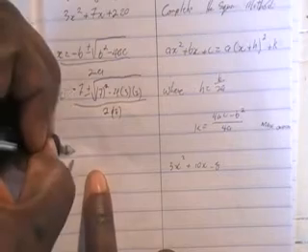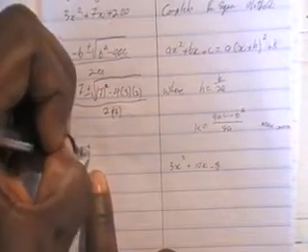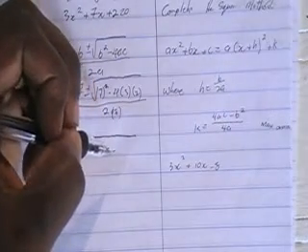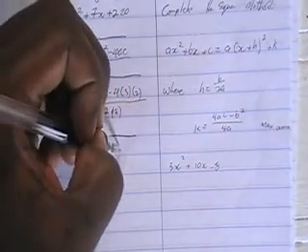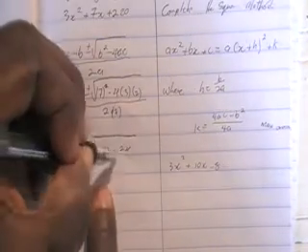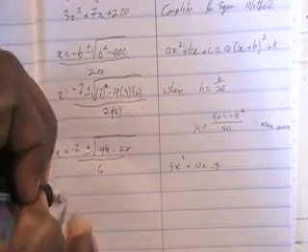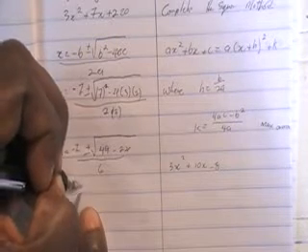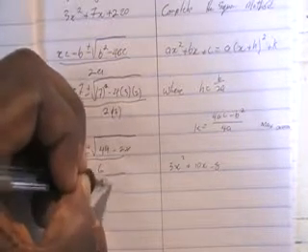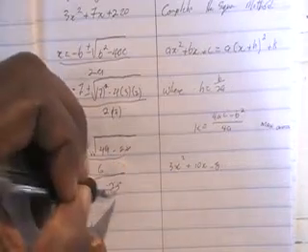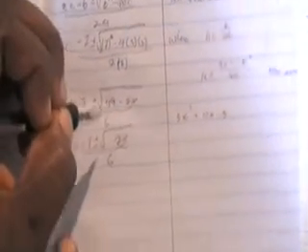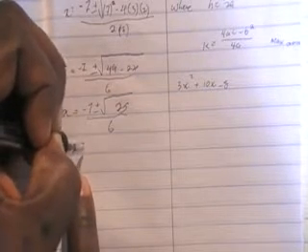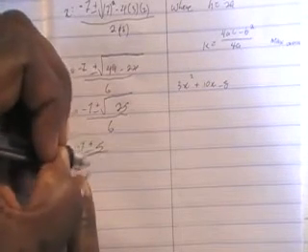x is equal to minus 7 plus or minus the root of 7 squared, which is 49, minus 4 times 3 is 12, and 2 twelves is 24, divided by 2 times 3, which is 6. So x is equal to minus 7 plus or minus the root of 25. When you subtract, we come down, and x is equal to minus 7 plus or minus the root of 25, which is 5, divided by 6.